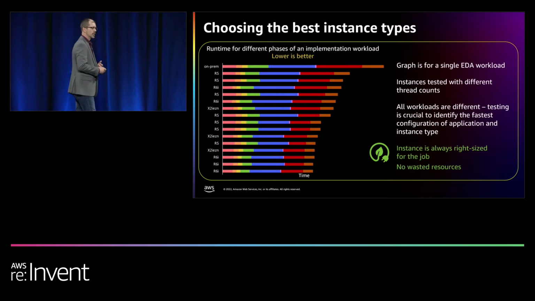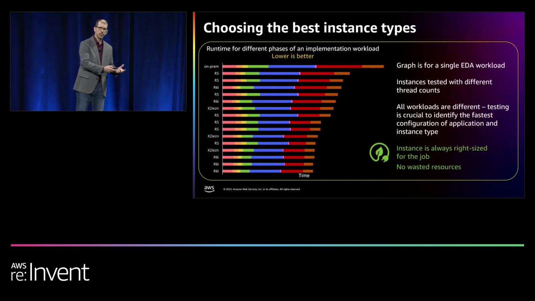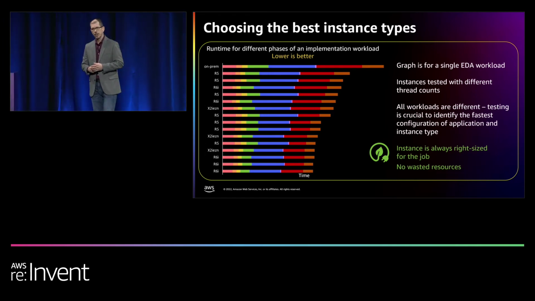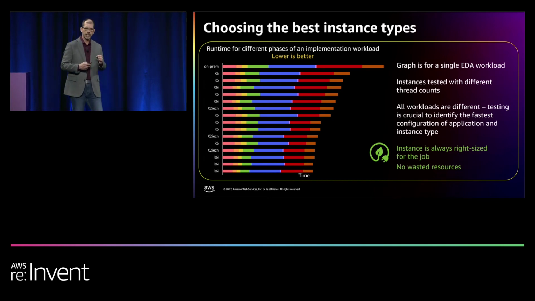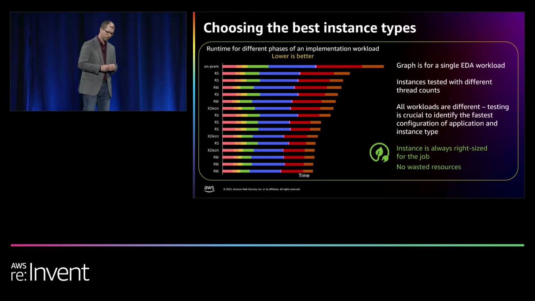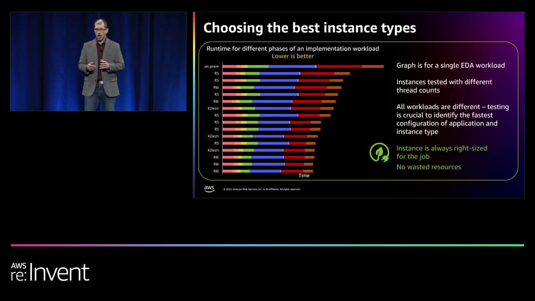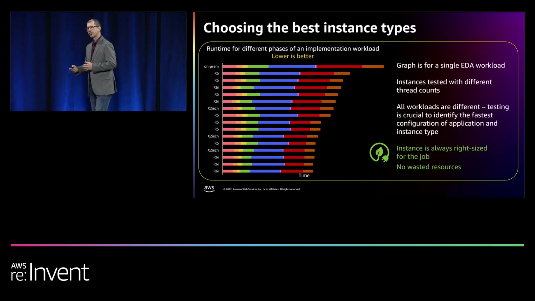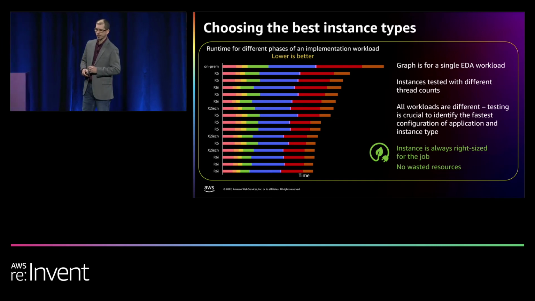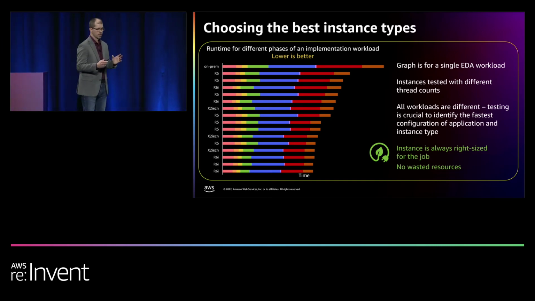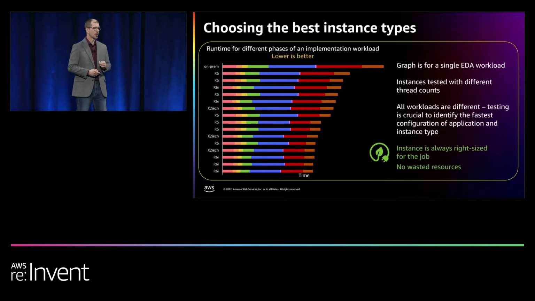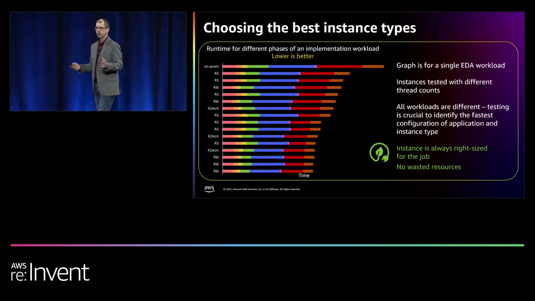We solved this by having a team that benchmarks the different instance types available against our workloads and tools. This graph represents a single EDA workload with multiple phases. Those are the different colors that you see. The top line is our on-prem infrastructure, and every line below that is a different instance type with a different thread count. So now we have the ability to always find an instance type that is perfectly sized for our workload, eliminating any waste.